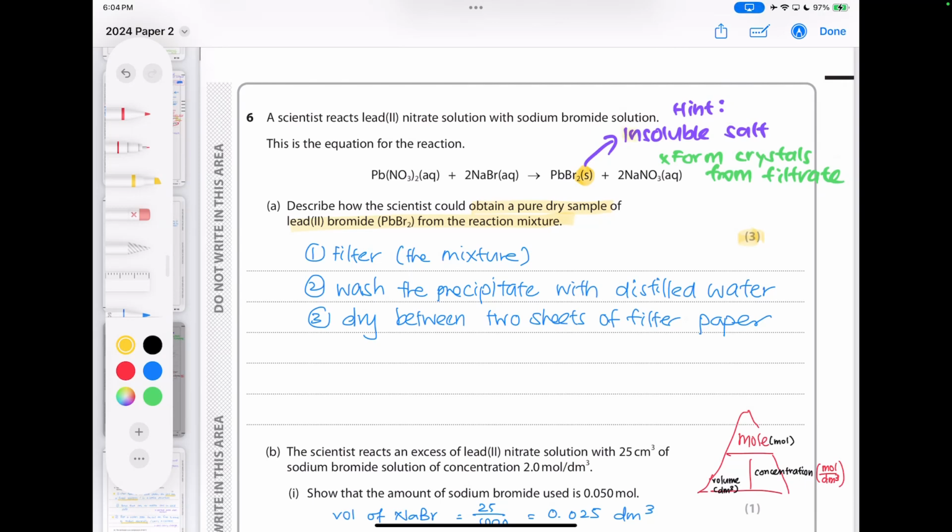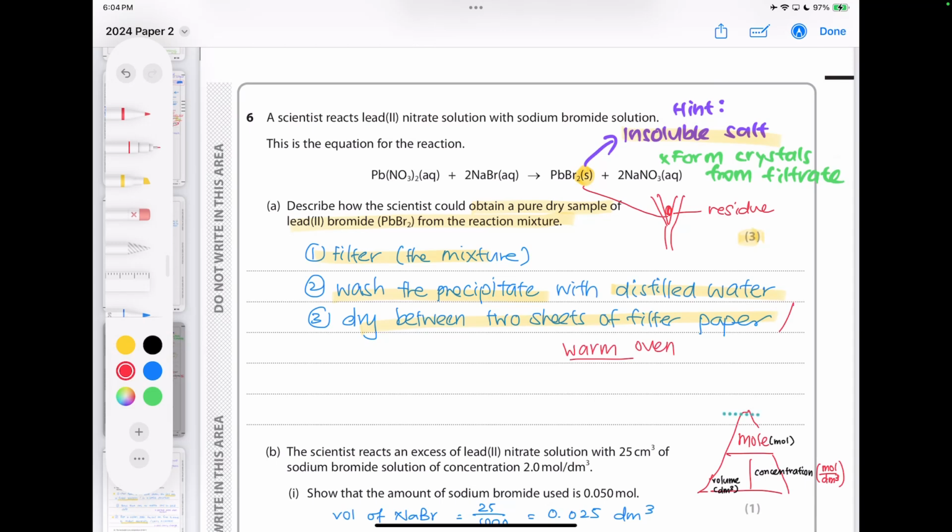If you have already appreciated the hint that this is an insoluble salt, there's nothing much you can do except to filter. That's one. Because once you form the insoluble salt and you filter it out, your lead bromide will be here as a residue, right? So you want to wash the precipitate with distilled water, and then dry between 2 sheets of filter paper or in a warm oven, not hot but warm. Okay, so that's how you get your 3 marks.